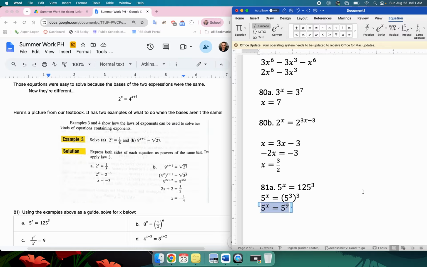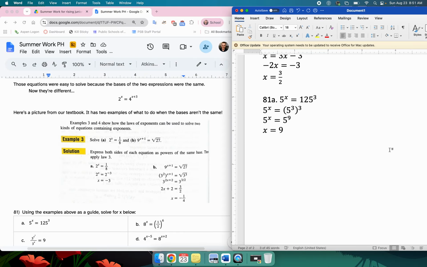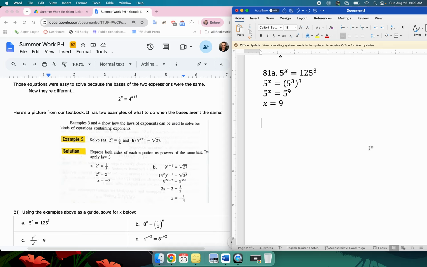Oh, now I have an equation where the bases are the same. 5 to the x equals 5 to the 9. That means that x equals 9. So that's the name of the game. You use exponent rules to rewrite stuff so that it has the same base.